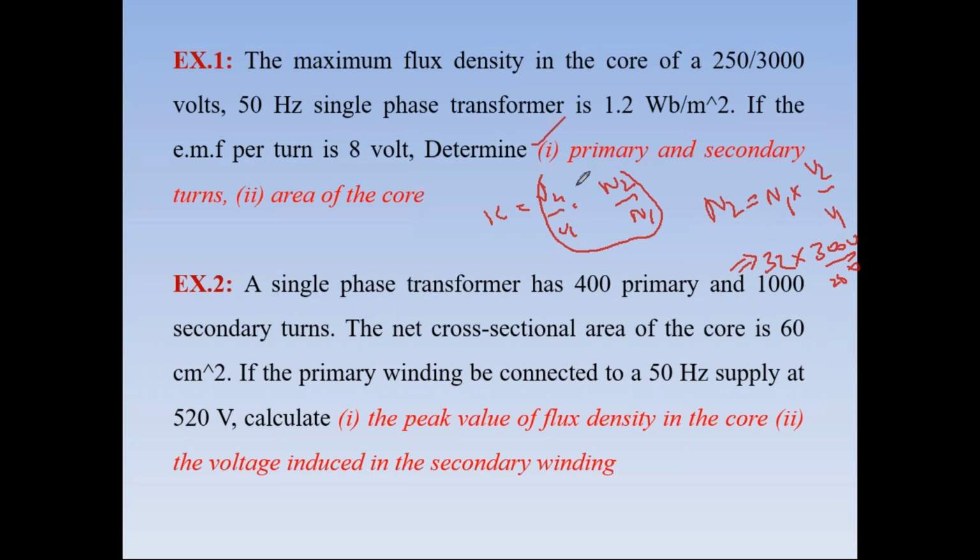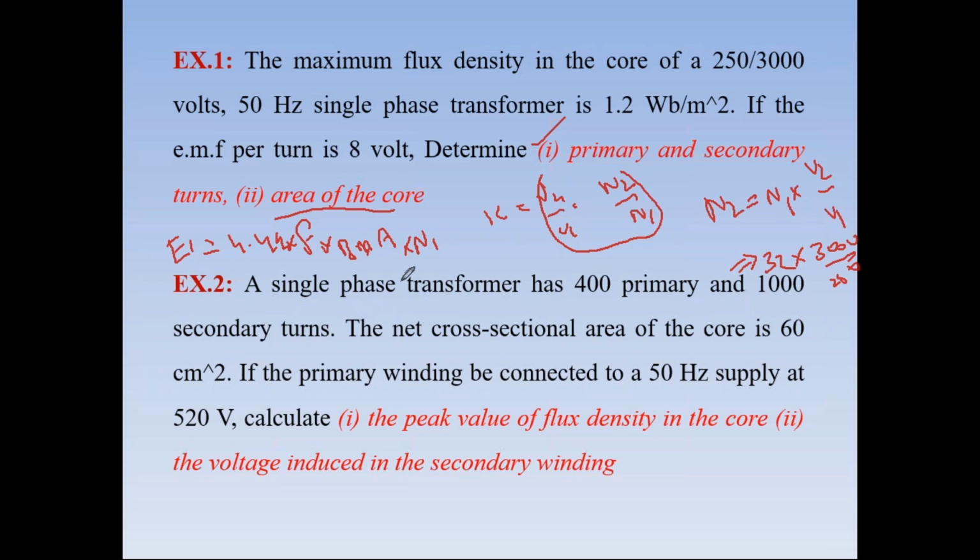Now the first question is over, primary and secondary number of turns. Now we need to find the area of core. For finding the area of core, you can use E1 equation or E2 equation. So I am using E1 equation. E1 is equal to 4.44 into F into Bm into A into N1.